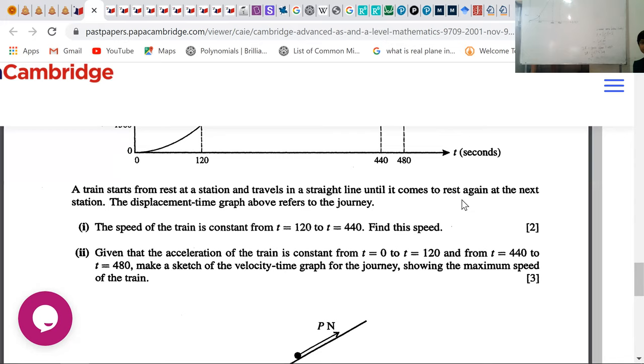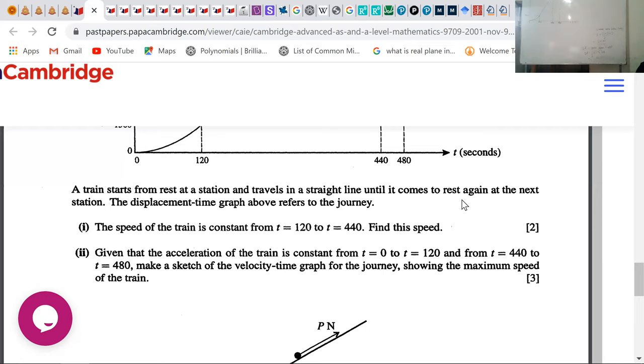The speed of the train is constant from 120 seconds to 440 seconds. T equals 120 to T equals 440, right? In any way you want. Find this speed. The speed of the train is constant from 120 to 440 seconds. Find this speed. 2 marks.